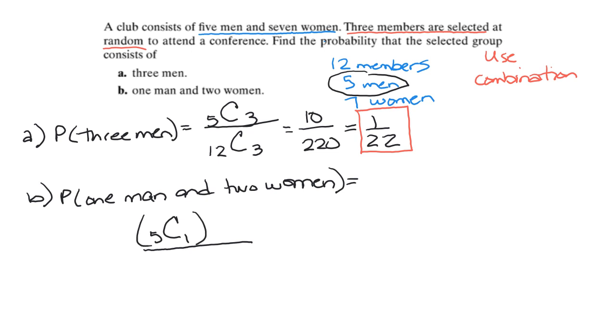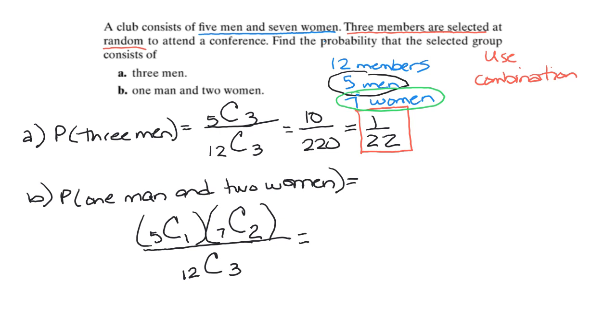Then we take a look at 2 women. The 2 women we're going to be selecting from the total 7 women that we have available to choose from. So this will be 7 combination 2. 7 women, and we're choosing 2 of them. In the denominator, we have the total count of members, 12 combination, and once again, we're still choosing 3 individuals.